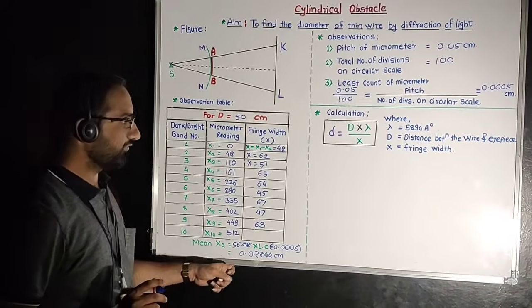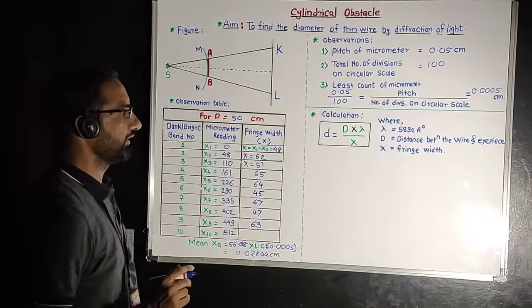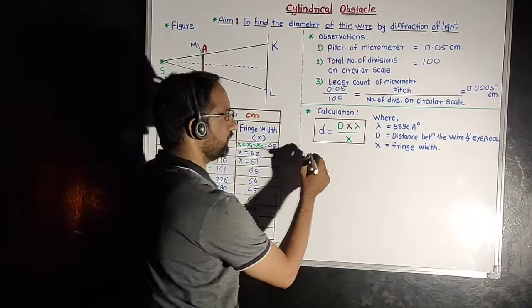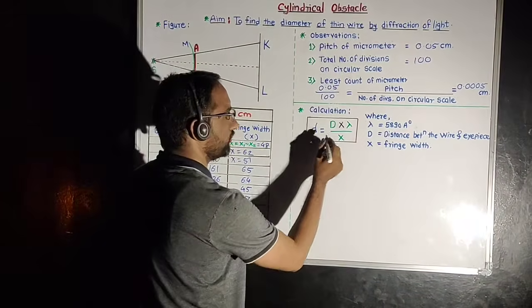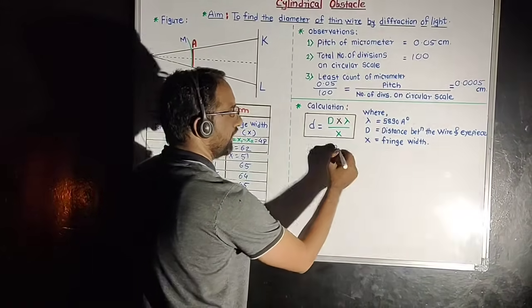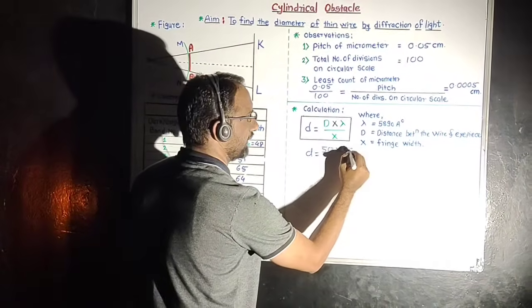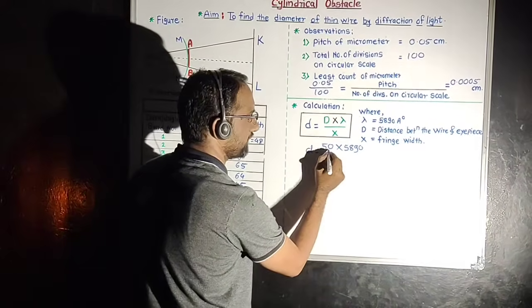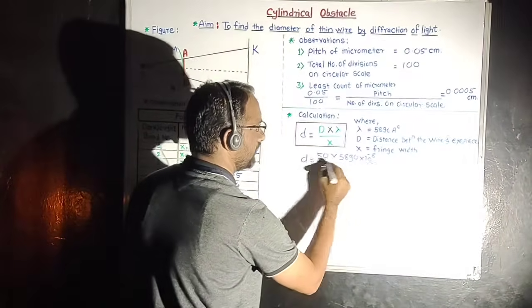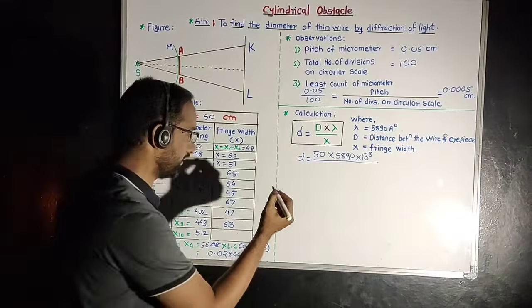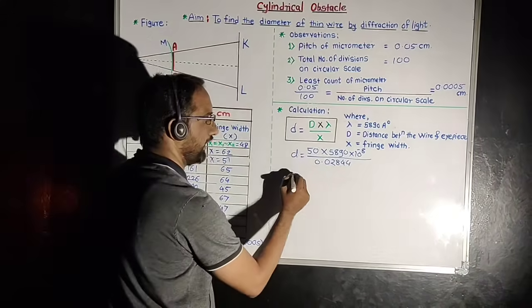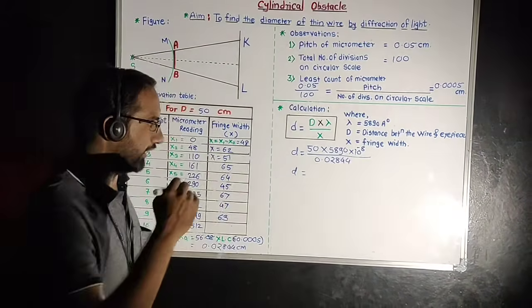And now put these values in this formula, so we'll get the diameter of that thin wire. So D is equal to, capital D is equal to what? Capital D is the distance between wire and eyepiece, that difference is 50 centimeter, and the value of lambda is 5890. Okay, this value in centimeter. So we have to take 5890 into 10 raised to minus 8 centimeter divided by the fringe width also in centimeter. So we can write here 0.02844, and now take the difference.